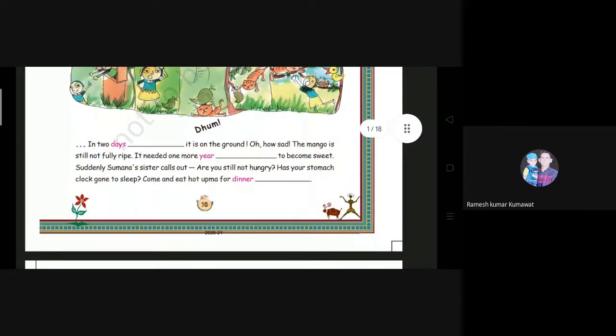In 2 days it is on the ground. Oh, how sad. The mango is still not fully ripe. It needed one more year to become sweet. Suddenly Sumana's sister calls out, "Are you still not hungry? Has your stomach clock gone to sleep? Come and eat hot upma for dinner."